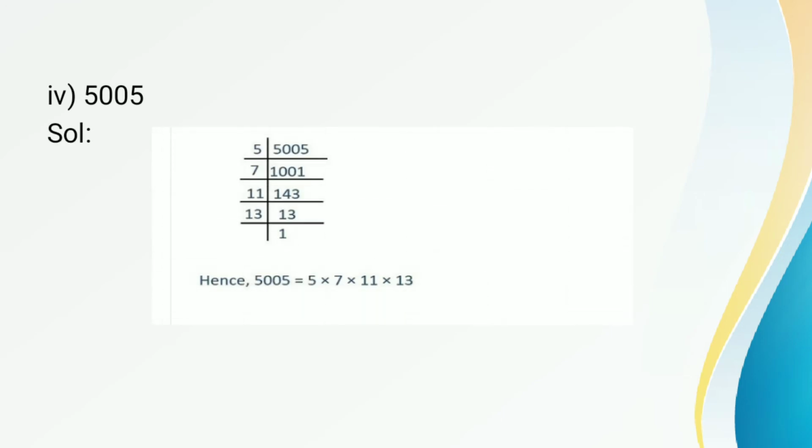For the next problem, 5005. We solve it as 5 into 1001, 7 into 143 we get 1001, 11 into 13 we get 143, 13 into 1 is 13. So the factors of 5005 are 5 into 7 into 11 into 13.